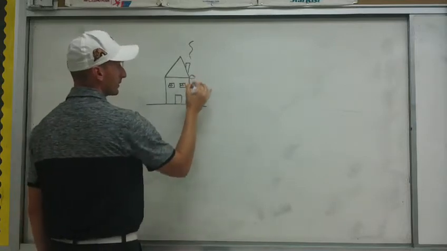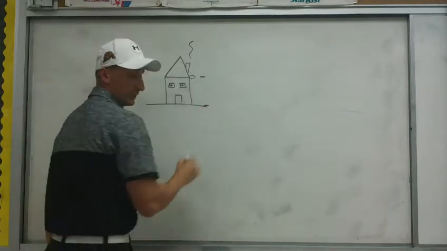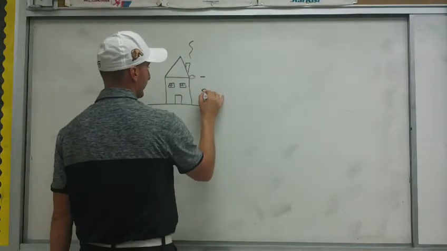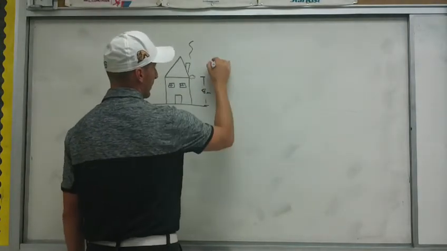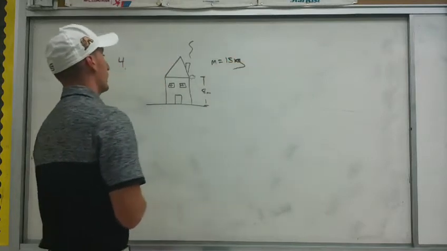Chunk of ice is right there. Okay, so the ice, it tells us, is a distance of 8 meters above the ground. It has a mass of 15 kilograms. Okay, so we set this problem up here.